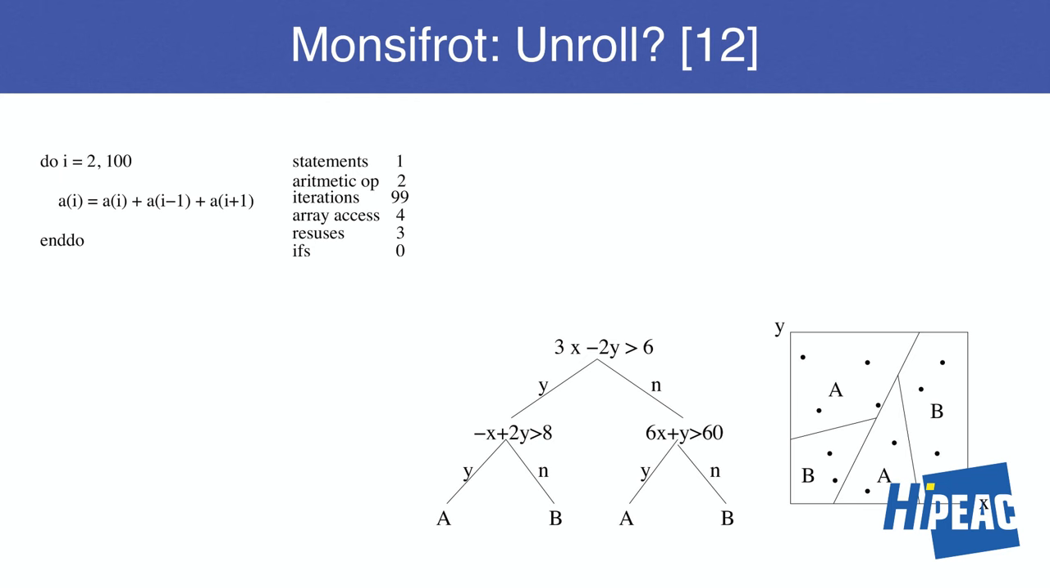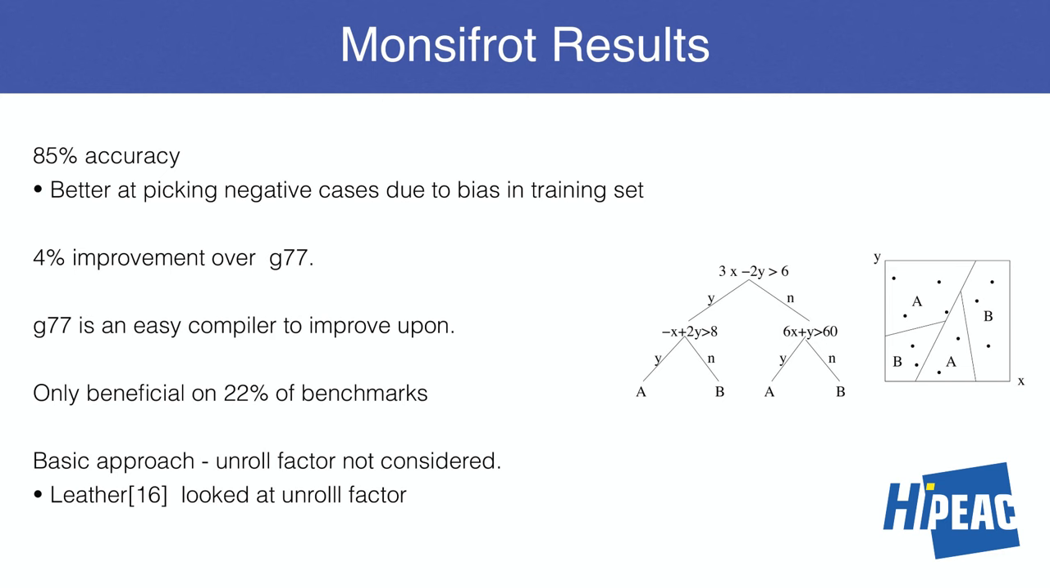What did he find out? He was 85% accurate, and he actually got some improvement over GCC 2.7.7. So that was an improvement. Unlike Cavazos, he could actually do better than the state of the art. But it's pretty modest, and 4%, as any of you know, is actually in the noise range, so did you really get 4%? And GCC 2.7.7 is a really easy compiler to beat, and only works on a small number of benchmarks. He also, in this piece of work, only looked at whether to unroll or not. Stephenson, again, did some more work on that, and he actually predicted the unrolling factor. And it made a big difference.